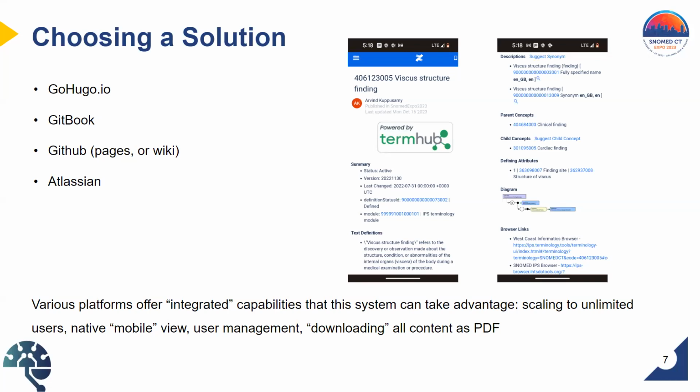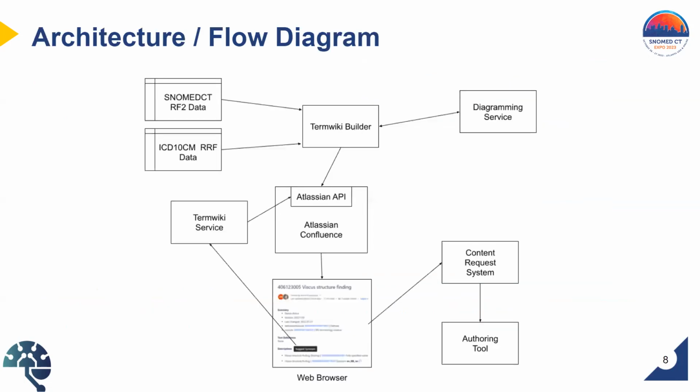There's a lot of advantages of a platform like Atlassian. It supports unlimited amounts of content and scaling for unlimited users. It handles user management if you want restricted access to editing and things like that. And it supports features like downloading the entire thing as a PDF if that's what you want to do.